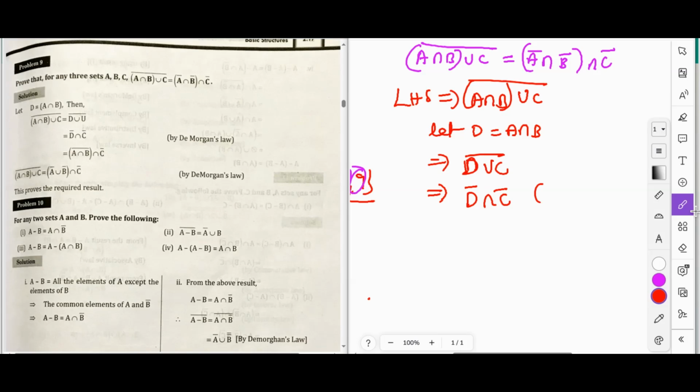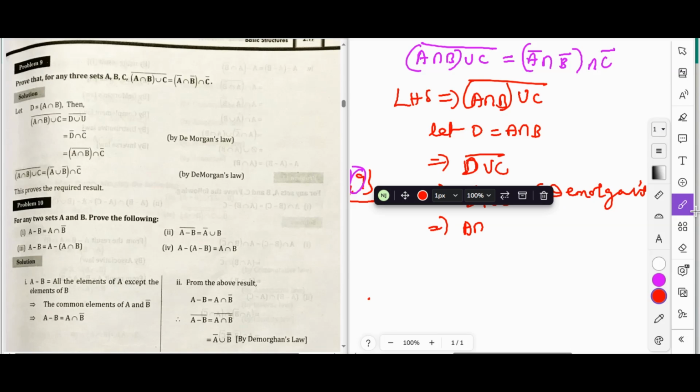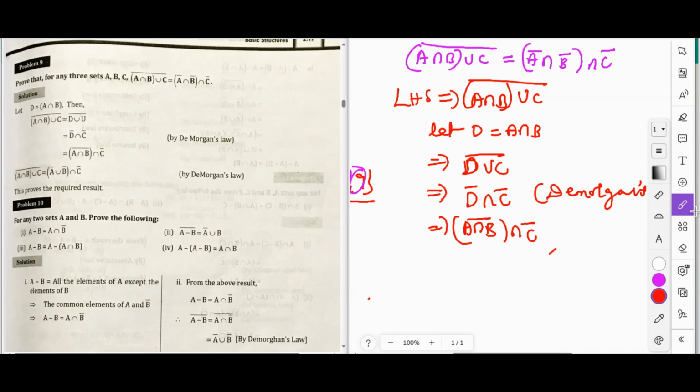By using De Morgan's law, and here we are just substituting the value of A intersection B as D. So now, what is D? We have taken D as A intersection B. So it is (A intersection B) whole dash intersection C dash. Therefore it is proved. It is your RHS.